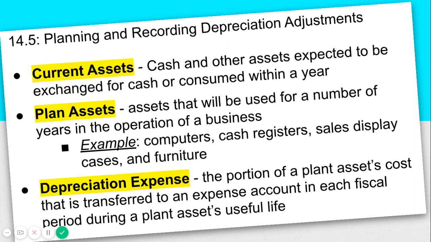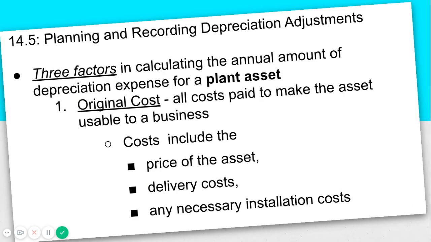Depreciation expense is the portion of a plant asset's cost that is transferred to an expense account in each fiscal period during a plant asset's useful life. There are 3 factors in calculating the annual amount of depreciation expense for a plant asset. 1, the original cost: all costs paid to make the asset usable to a business. Costs include the price of the asset, delivery cost, and any necessary installation costs.